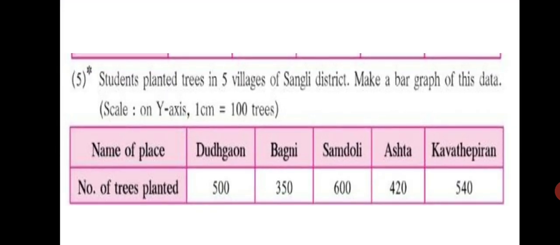Question number 5. Students planted trees in 5 villages of Sangli district. Make a bar graph of this data. Scale on y-axis 1 centimeter is equal to 100 trees. So you will say 1 centimeter is equal to 100 trees. Need not worry. 100, 200, 300. Multiples of 100 you have to go on writing on y-axis and later we will see how to mark them. So let's see.